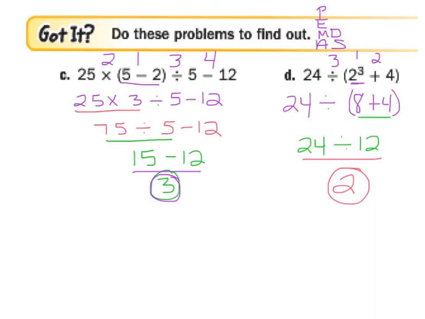Okay, if you did C right, you would have gotten 3. We would do parentheses first, multiplication, division, and then subtraction. So you can look at the layers and change yours if you have it incorrectly written down. And on D, you should have gotten 2. Exponents in the parentheses first, then we would add, and then division.